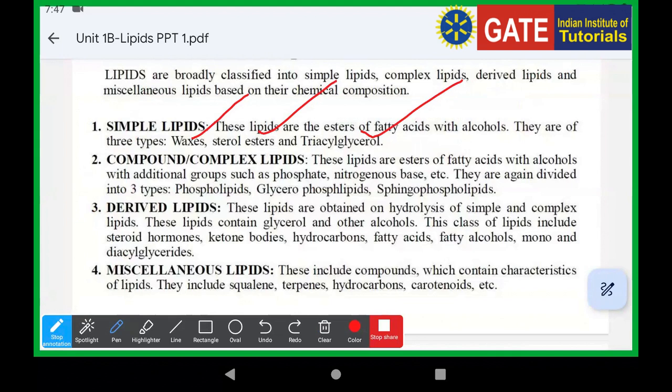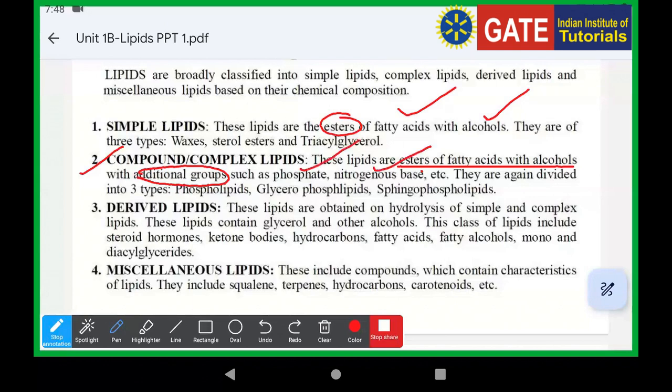Understood, everyone? Glycerol attaches with fatty acids through an ester bond. That's why they use the word esters. Esterification takes place. Second one, compound lipids. These lipids are esters of fatty acids with alcohol where additional groups are present. Glycerol plus fatty acid plus additional groups like phosphate or nitrogen bases. Those are called compound lipids. Sphingosine, ceramide, cerebroside, all these are compound lipids.